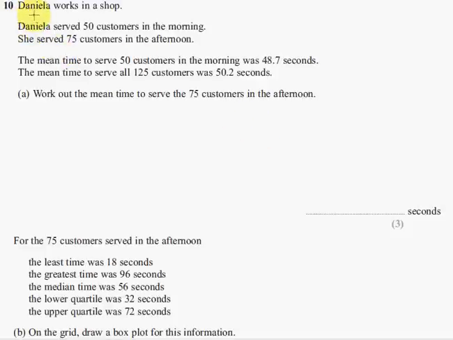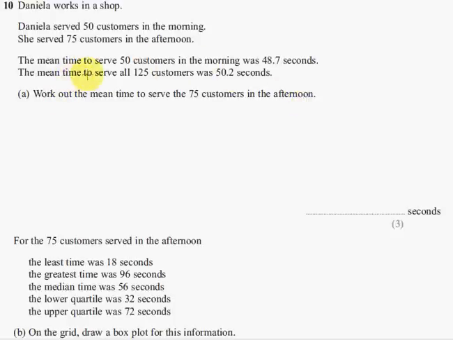Question 10. Danielle works in a shop. Danielle serves 50 customers in the morning. She serves 75 customers in the afternoon. The mean time to serve 50 customers in the morning was 48.7 seconds. The mean time to serve all 125 customers was 50.2 seconds. Part A says work out the mean time to serve the 75 customers in the afternoon.